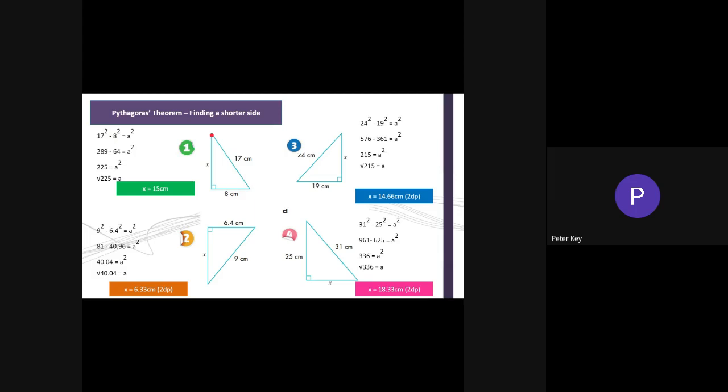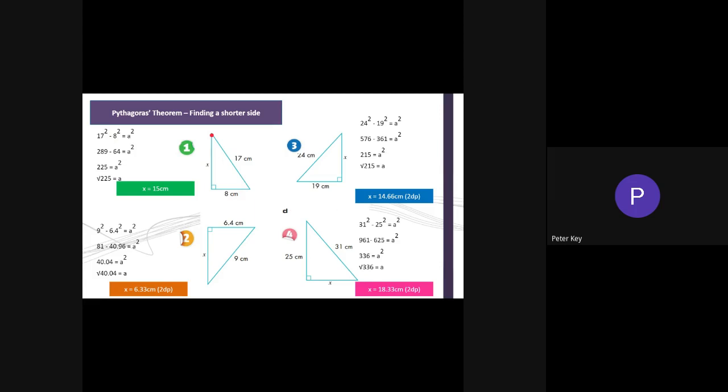Number two, you've got 9 squared, which is 81, minus 6.4 squared, which is 40.96. That gives us 40.04. We square root that, and we get 6.33 centimeters. That's 2 decimal places. 6.3 to 1 decimal place.